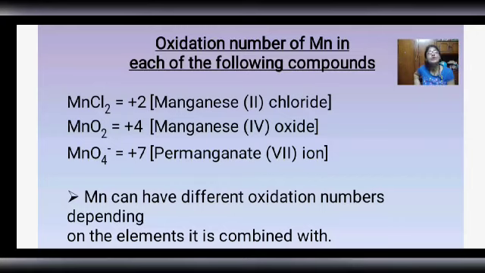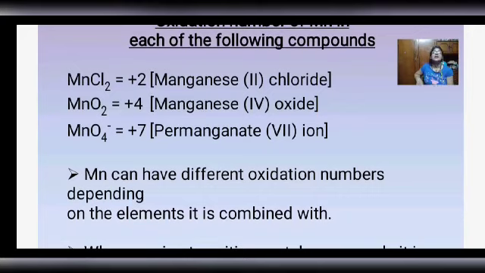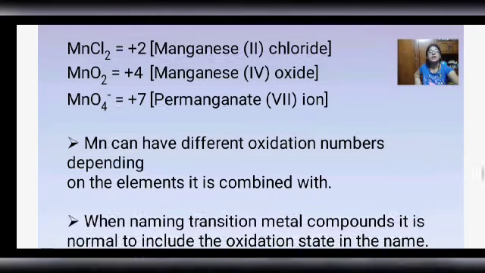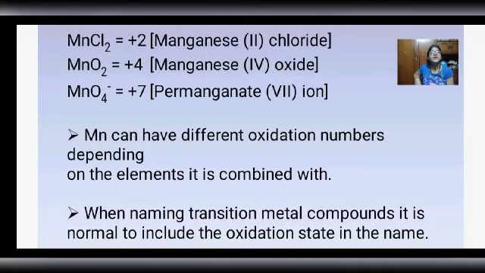In case of MnO4 minus, called permanganate ion, we see there are 4 oxygens. That means 4 2s are 8. Out of 8, 1 is minus, that means it comes to 7. So naturally, in order to make the permanganate ion have a charge of -1 overall, manganese has to have a +7 oxidation state. Now manganese can have different oxidation numbers depending on the elements it is combined with.